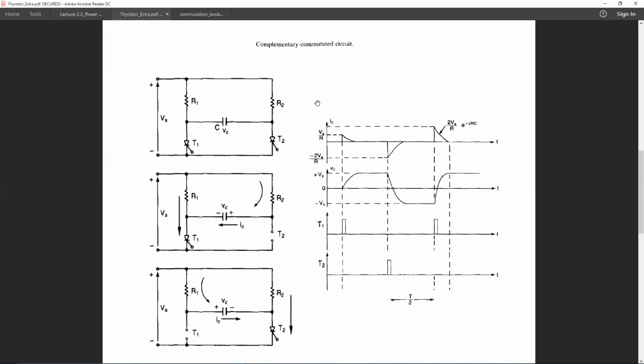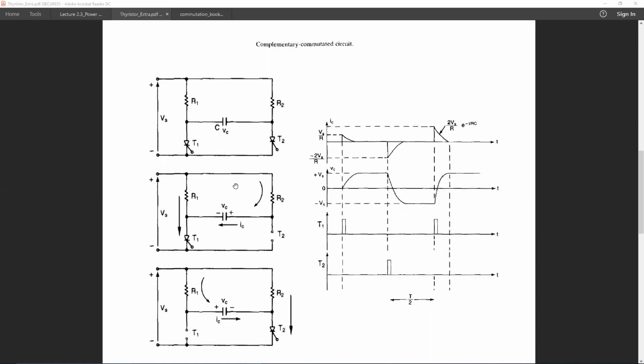So complementary commutation is described in this diagram. This is the main circuit of a complementary commutation circuit. There are two main transistors or main thyristors, T1 and T2, and this auxiliary capacitor is used to turn on and off these thyristors.